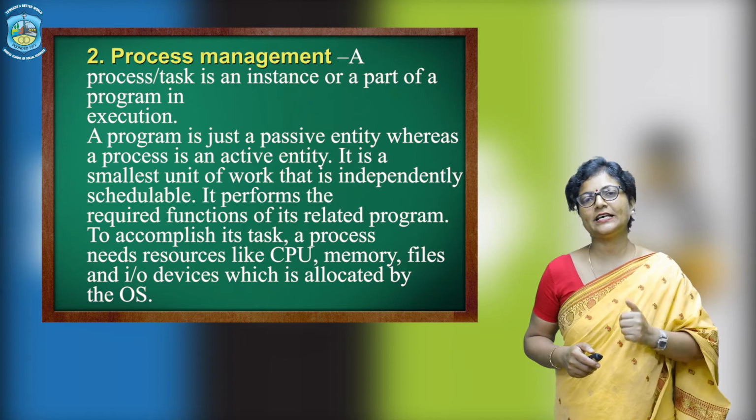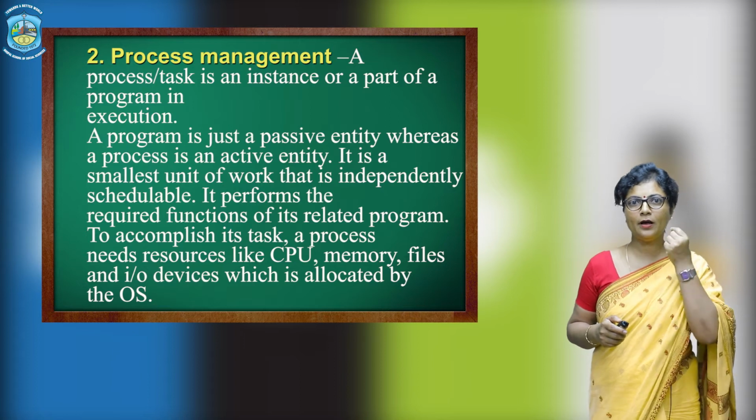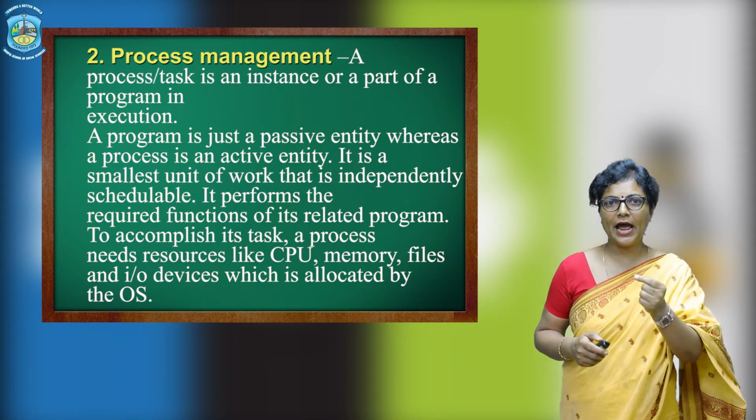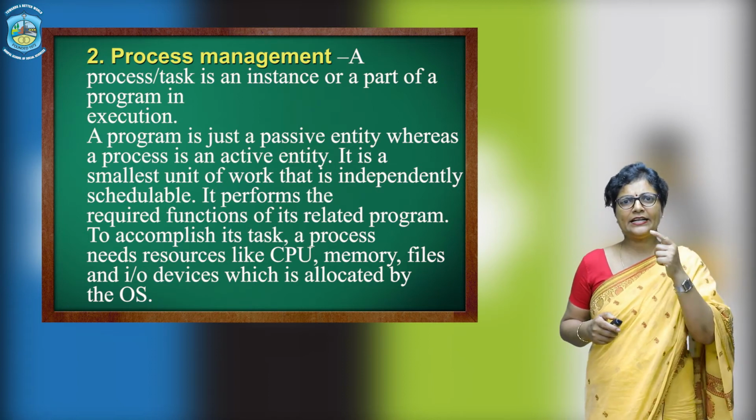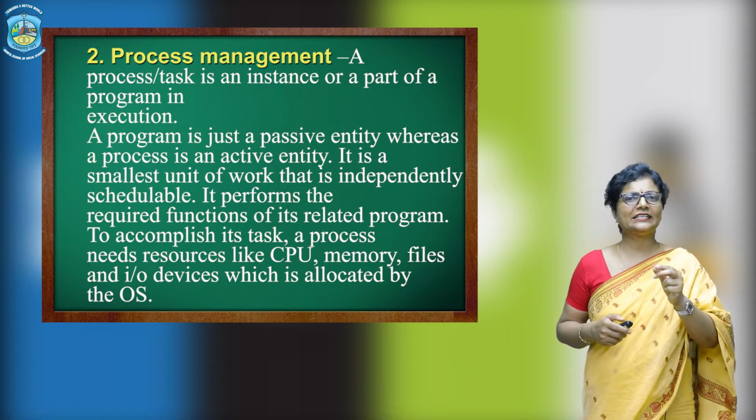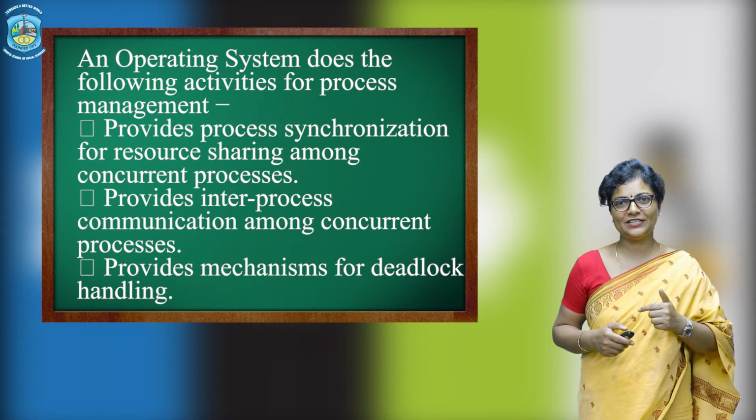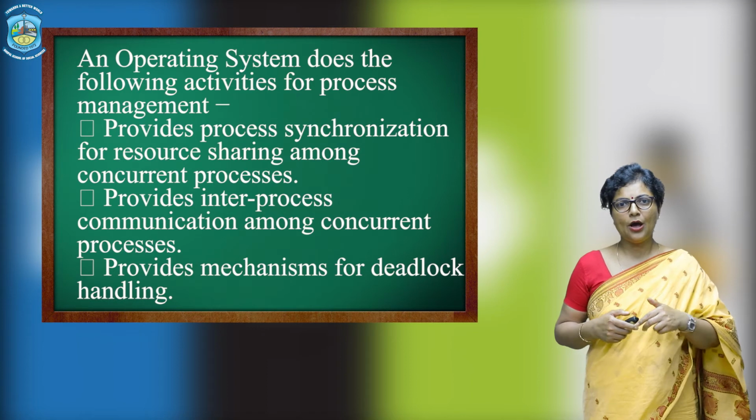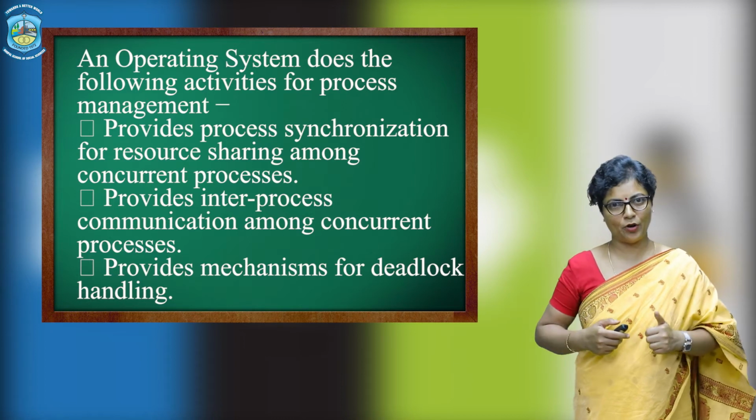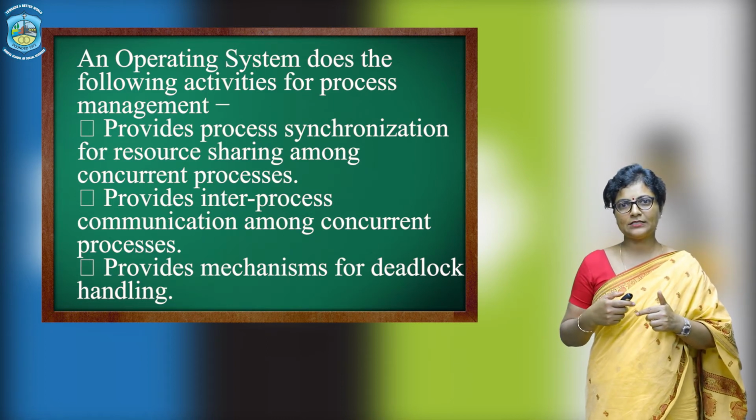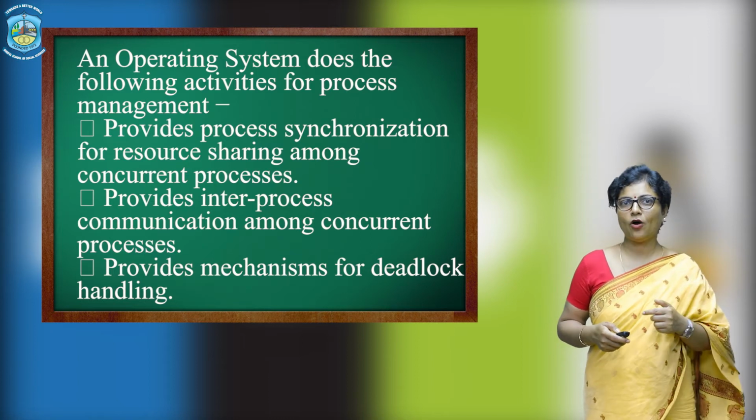Next is process management. A process or a task is an instance of a part of a program in execution. A program is just a passive entity, whereas a process is an active entity. It is the smallest unit of work that is independently schedulable. An operating system does the following activities for process management: provide process synchronization for resource sharing amongst concurrent processes, provide inter-process communication among concurrent processes, and provide a mechanism for deadlock handling.